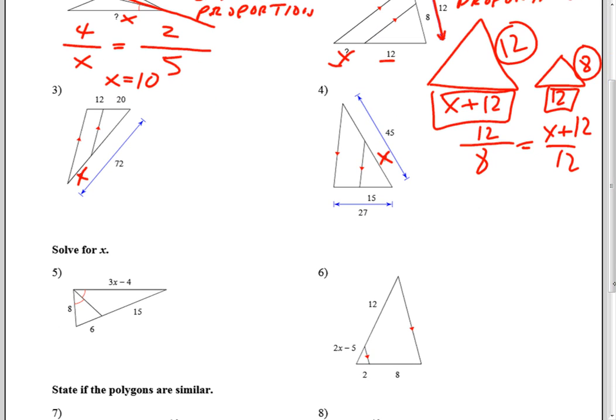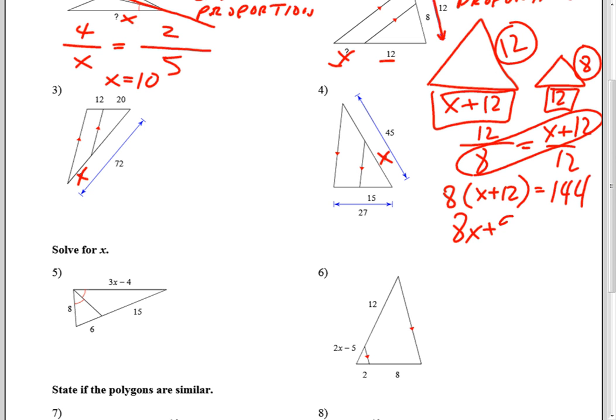Mistakes we're seeing. Some people have already taken this test. They're multiplying 8 times x, and then they're forgetting about 8 times 12. Show the actual multiplication on another line. Give yourself an extra line, then you won't forget to do the distribution. And from that, x turns out to be 6.